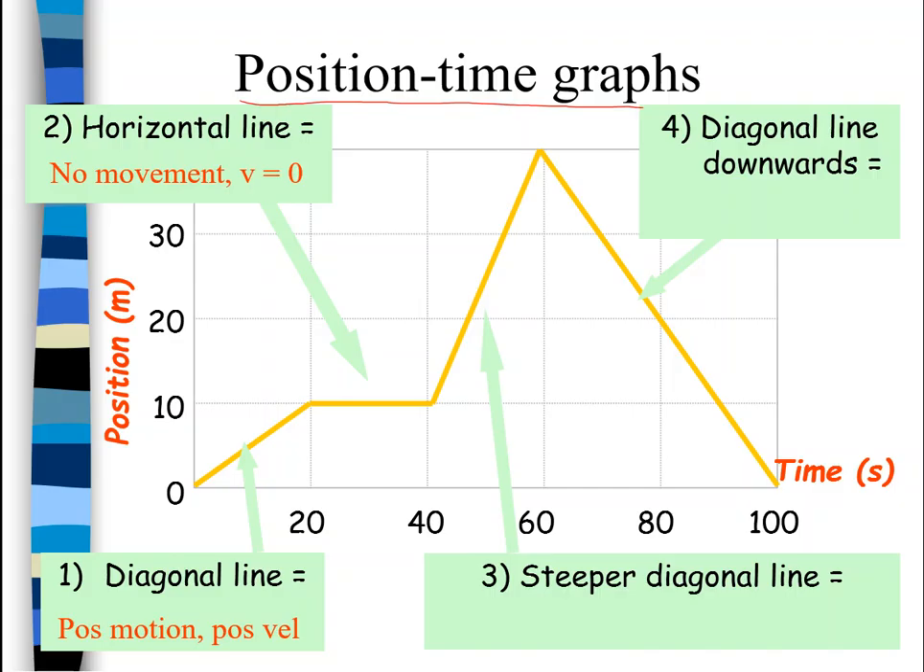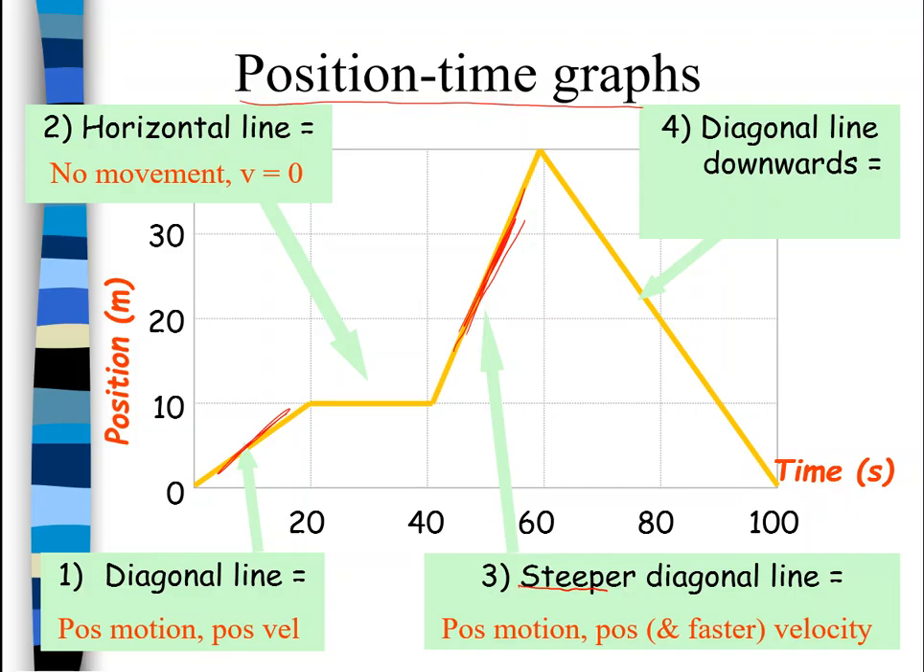Now, if we look at line number 3, we're back to having a positive slope, a non-zero positive slope. Notice the slope for line 3 is different from line 1. Obviously, we can calculate numbers, but we see line 3 is steeper, so that means a larger change in position for a particular time interval. So we're going to have a larger velocity.